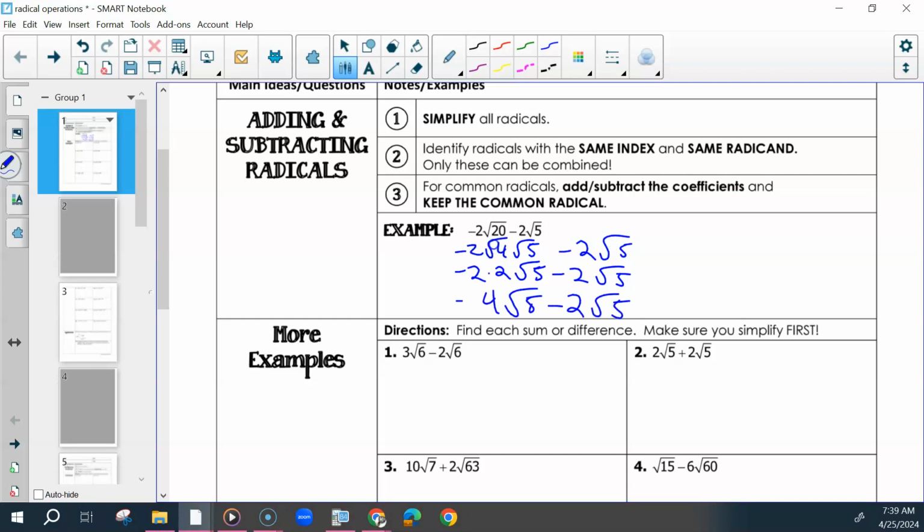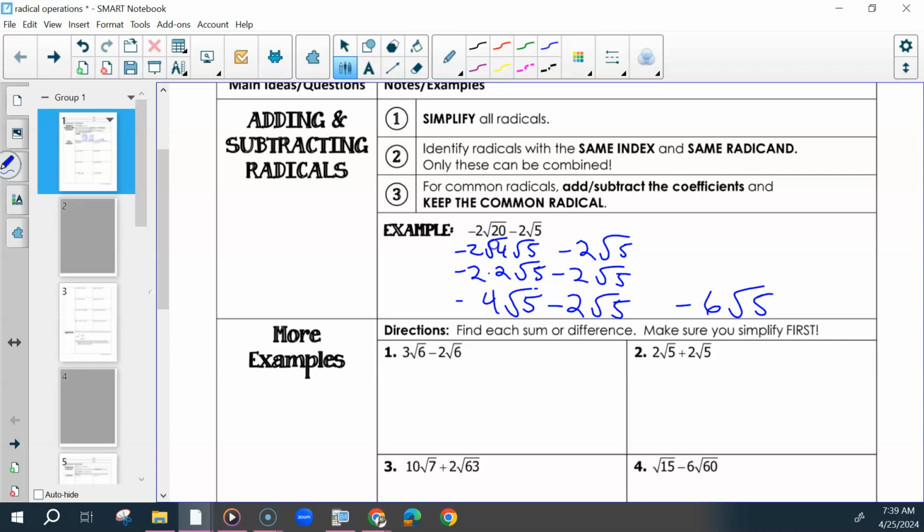Now we have like radicals, or we could combine our radicals because they are the same index and the same radicand. And when we do this, we treat whatever's underneath the radical as like when you're combining like terms as your x. You don't change it, you just combine whatever's on the outside. So this would be negative 6 the square root of 5.